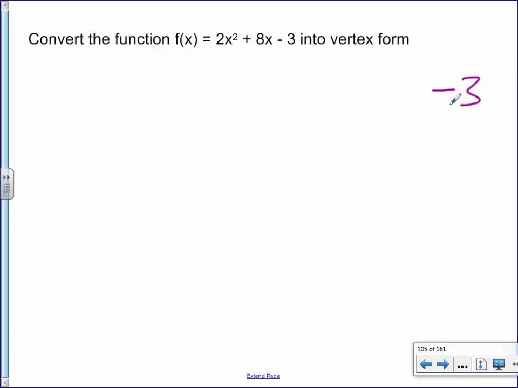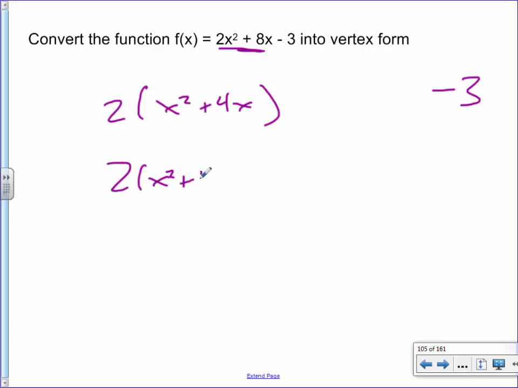So write that minus 3 way the heck over there, because you don't want to accidentally have it be part of this first half of the graph. And factor 2 out of these first 2 terms. Not 2x, but just the 2. So if you factor out 2, you're left with x squared plus 4x. Okay so far? Okay. We now need to try to find a number to add right here.